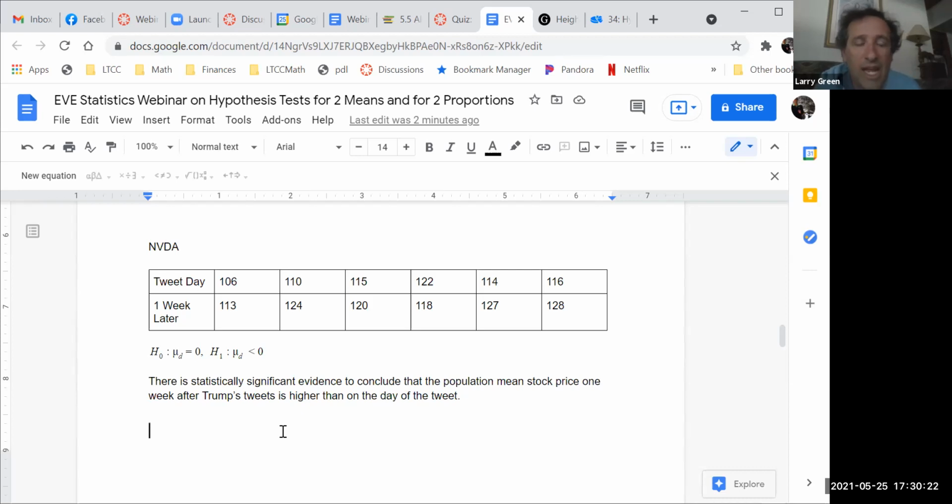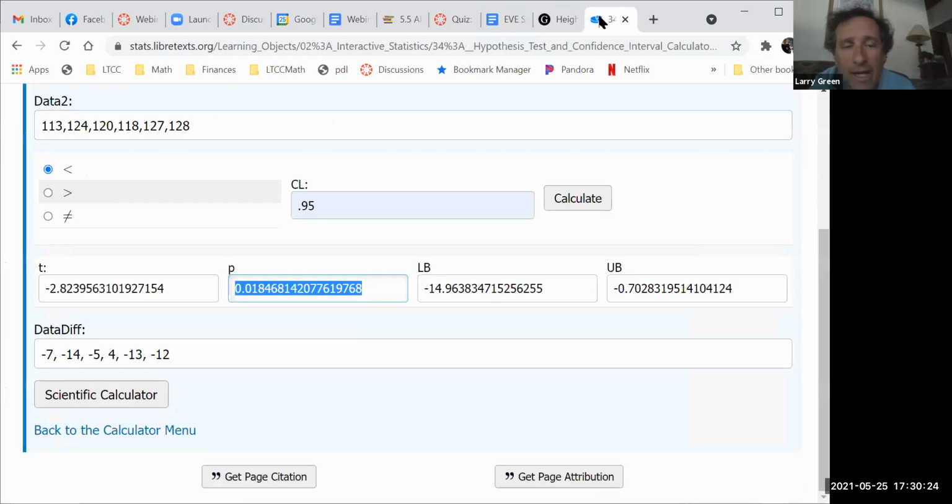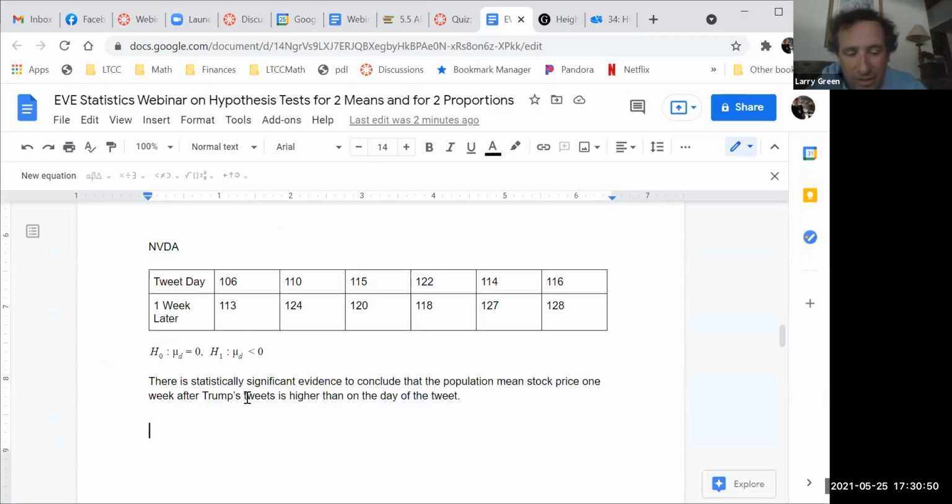Okay, and the confidence interval, by the way, is about negative 15 to 0.7. Actually, let's go 2 decimals. So negative 14.96 to negative 0.70. Since it's money, that way we can do dollars and cents. So what we can say, they're both negative. That makes it a little easier.